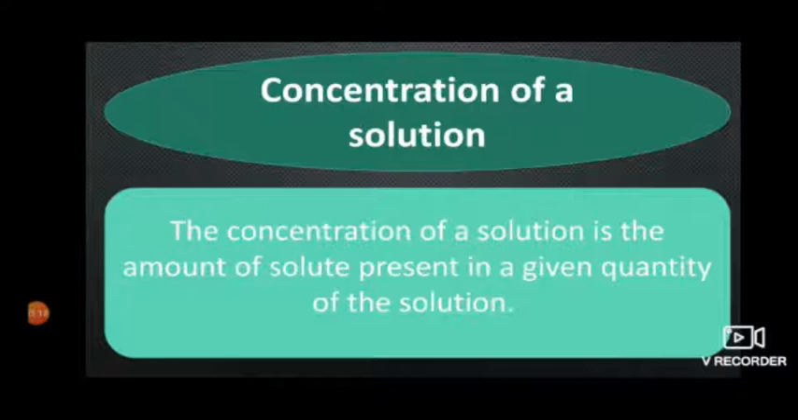Now, concentration of a solution. The concentration of a solution is the amount of solute present in a given quantity of the solution. Depending upon the type of solution, whether solid in liquid or liquid in liquid, the concentration may be expressed in terms of mass by mass percentage, mass by volume percentage, volume by volume percentage, or parts per million.